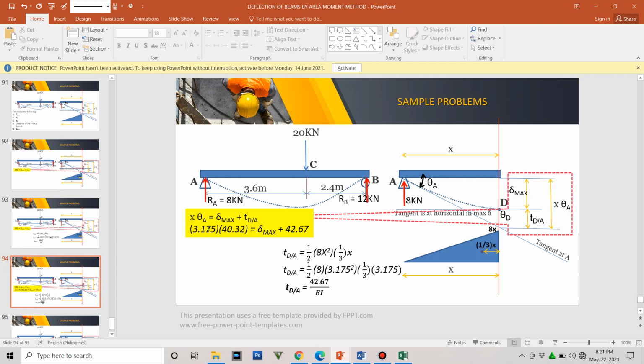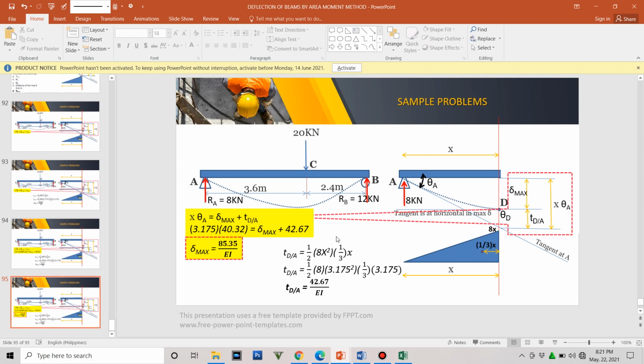Substitute mo ng x, absolute value yung 40.32 class kasi wala namang negative distance, ano? Dito. Okay? So, absolute value yung 40.32 is equal to delta max plus 42.67. So, by manipulation again, balik natin yung all over EI doon. So, we come up with delta max is equal to 85.35 all over EI.